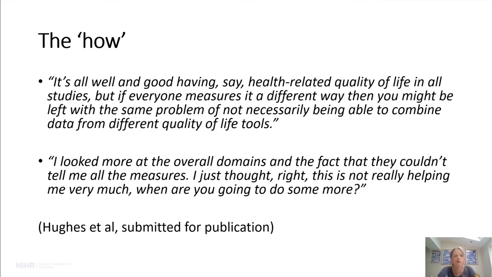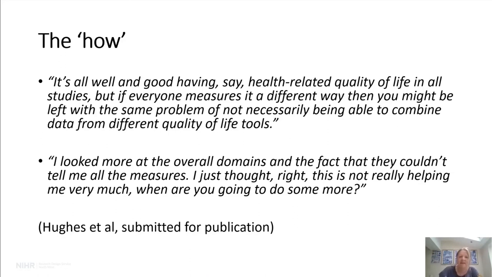In Karen's interviews with trialists who were looking at using a core outcome set, they said things like, it's all well and good having, say, health-related quality of life in all studies, but if everyone measures it a different way, then you might be left with the same problem of not being able to combine data from different quality of life tools. Another trialist said, I looked more at the overall domains, so that's the what, and the fact that they couldn't tell me all the measures, the how, I just thought, right, this is not really helping me very much. When are you going to do some more?